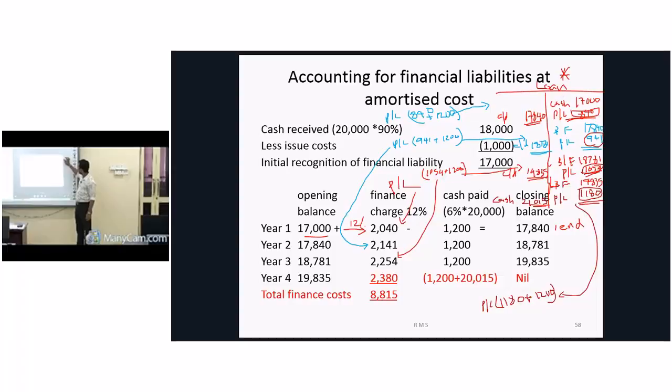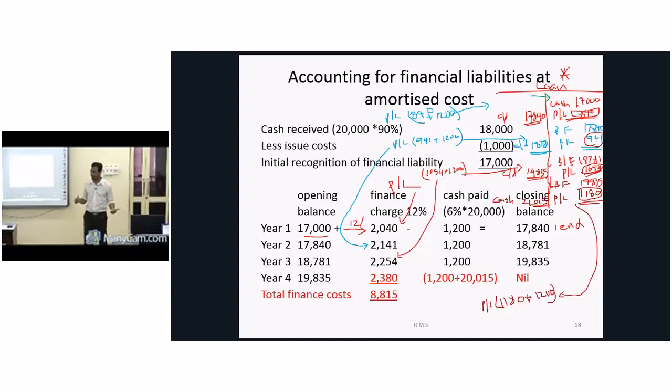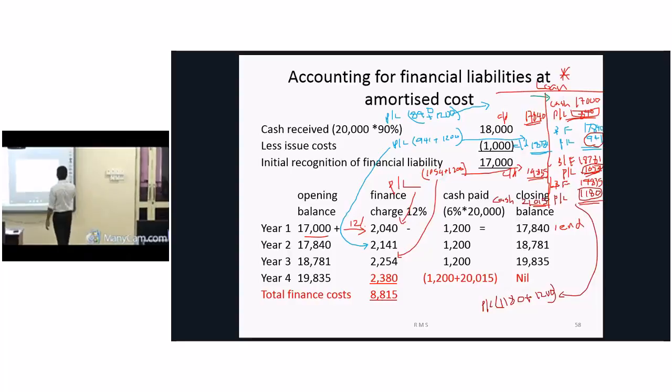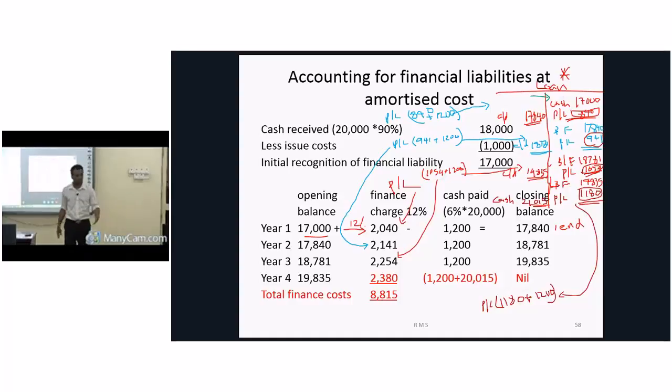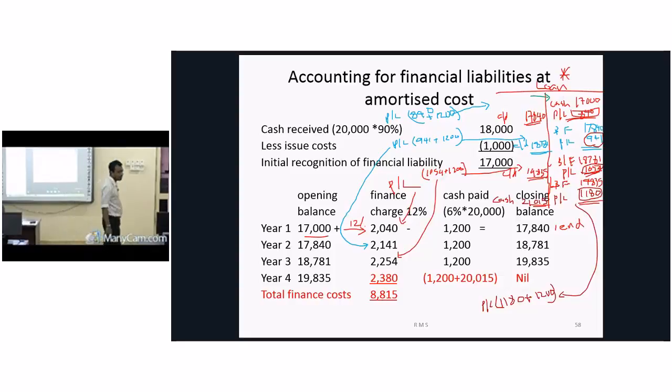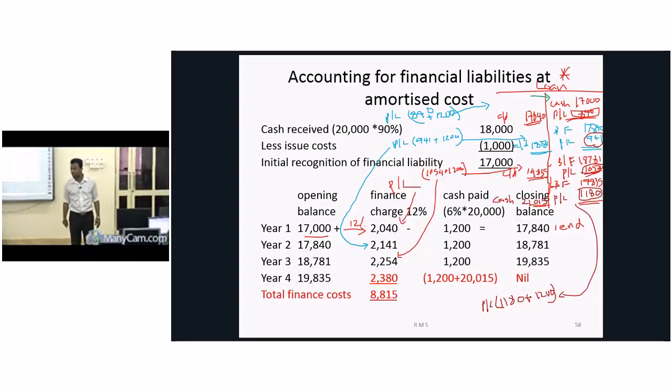Look, I start the loan account. First entry: cash debit. Draw the accounts one by one, don't draw everything together, otherwise you can't understand this. First point, you open the loan account: cash debit, loan account credit, it's your liability. Even though you get a 20,000 loan note, your initial liability is only 17,000. Cash debit 17,000, loan account credit 17,000. That is the first point.